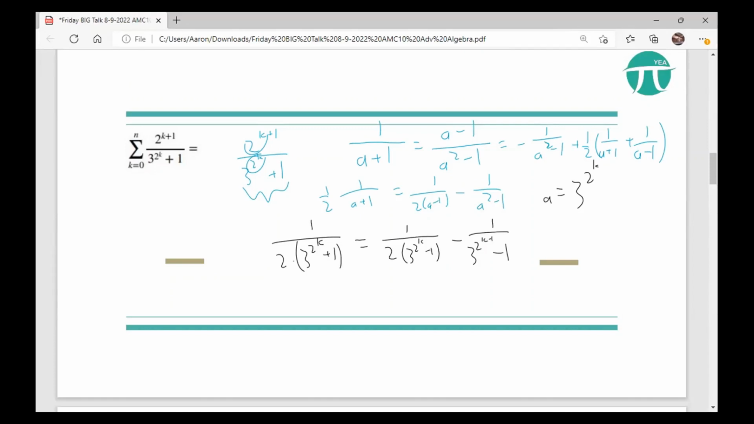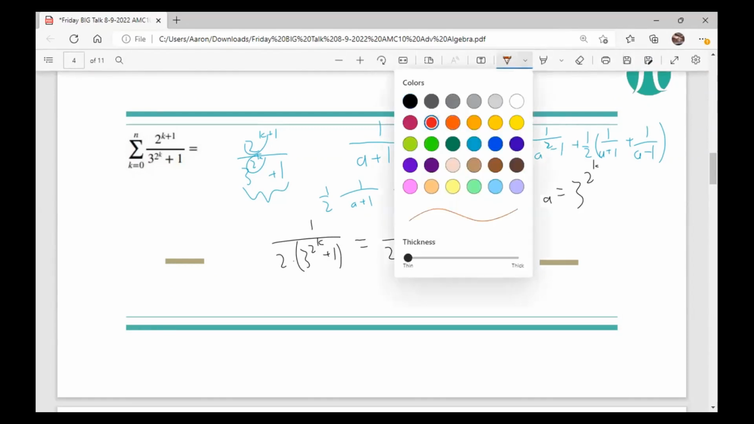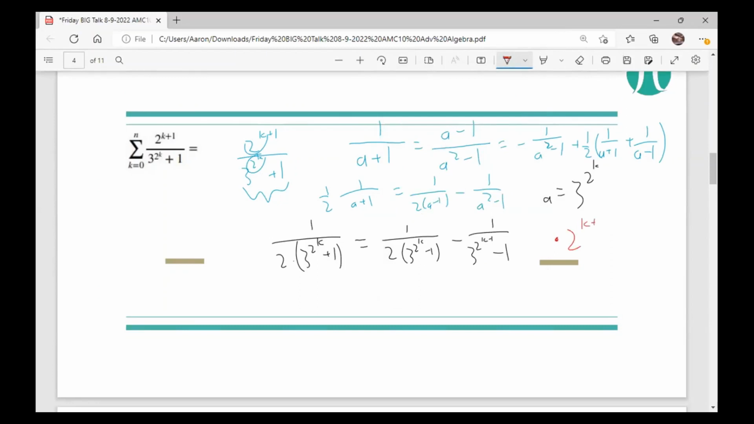And so now what you do is multiply through everything by 2 to the k plus 2. So now what you get is that 2 to the k plus 1 over 3 to the 2 to the k plus 1 is equal to 2 to the k plus 1 over 3 to the power of 2 to the k minus 1 minus 2 to the power of k plus 2 over 3 to the power of 2 to the k plus 1 minus 1.